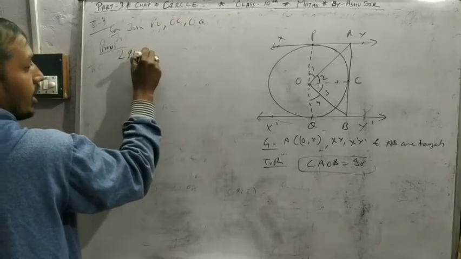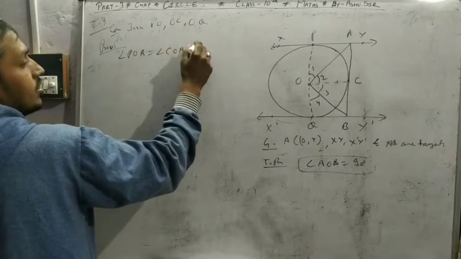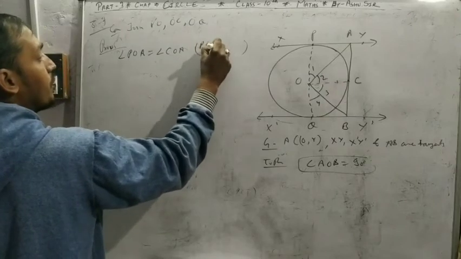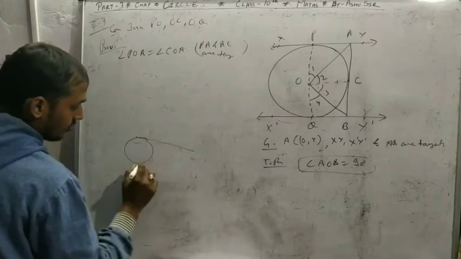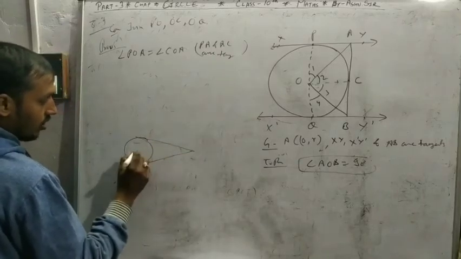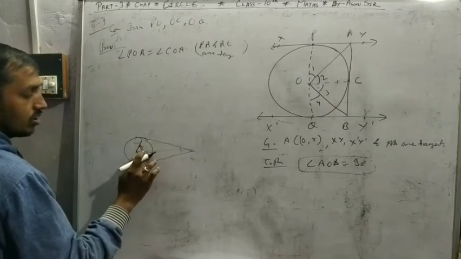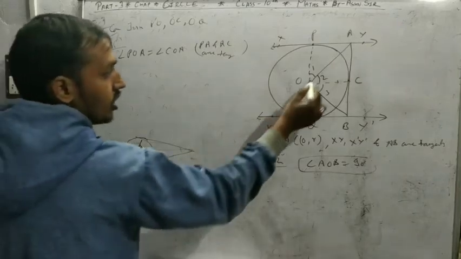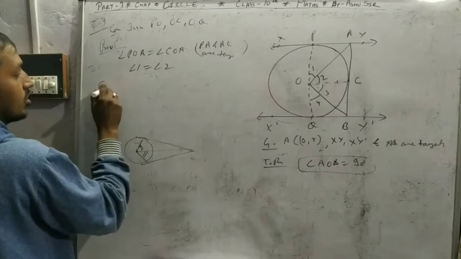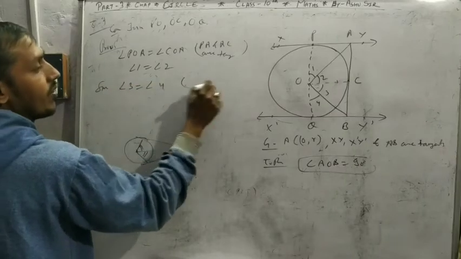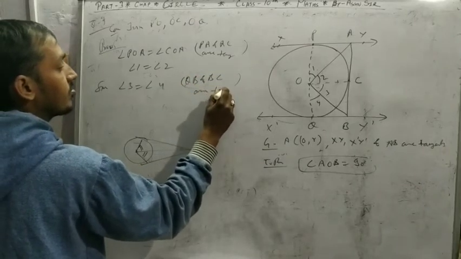Angle POA is equal to angle COA because PA and AC are tangents. We explained that when tangents are joined to the center, these two angles are equal. We already proved this in the previous theorem. Similarly, angle 1 is equal to angle 2, and angle 3 is equal to angle 4, because QB and BC are tangents.